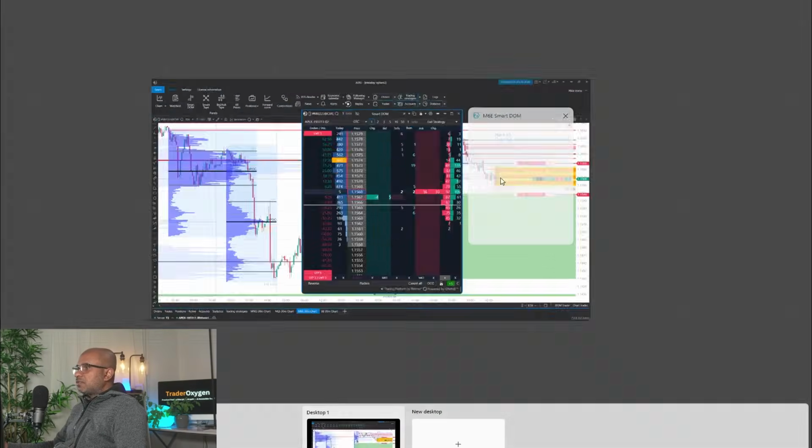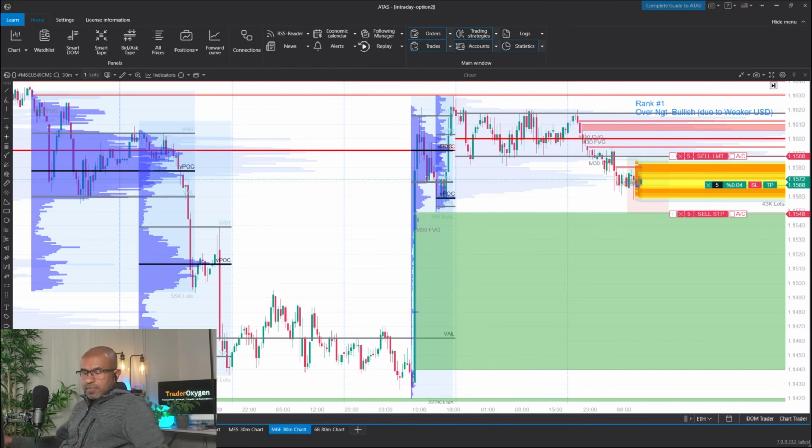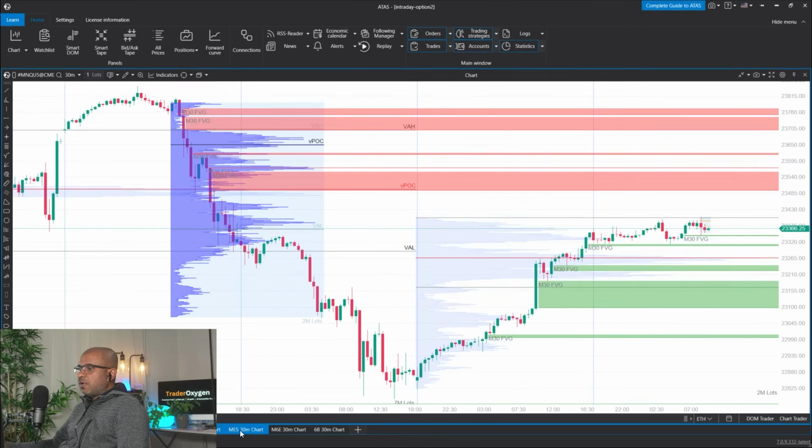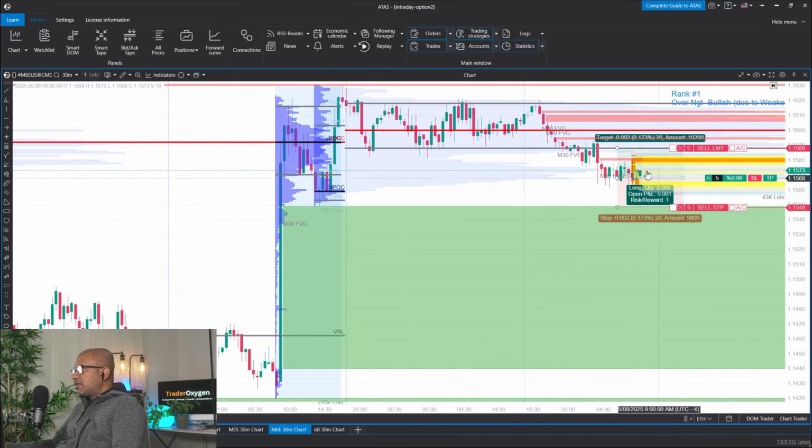So let me also keep the smart DOM. You can see the sellers are currently dominant, okay? And then talking about this trade again. You can see compared to MNQ and MES market structure, you've got a comparatively reasonable bullish market structure in Euro FX futures. So you can see at the moment, the trade is in profit.